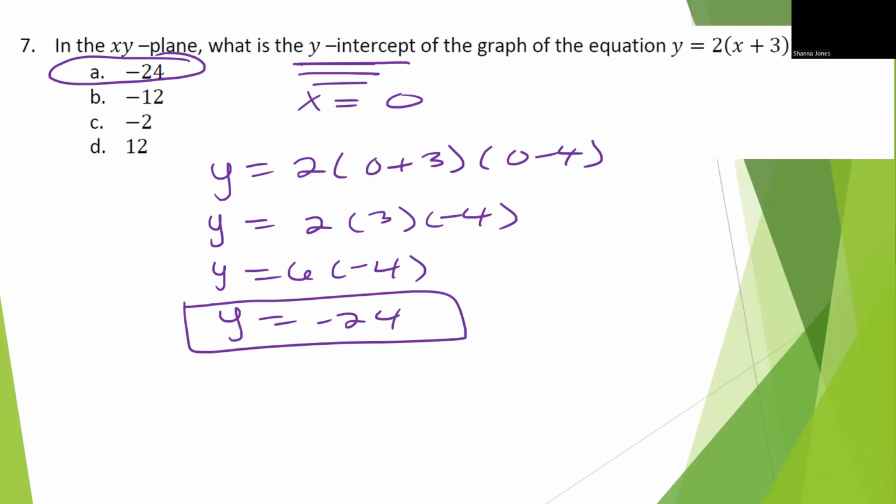Anytime it says y-intercept, that means you're doing what? You plug in zeros for x's. If you didn't do it this way, the only other way of doing it without a graphing calculator is to go ahead and distribute in FOIL, and your constant is your y-intercept.